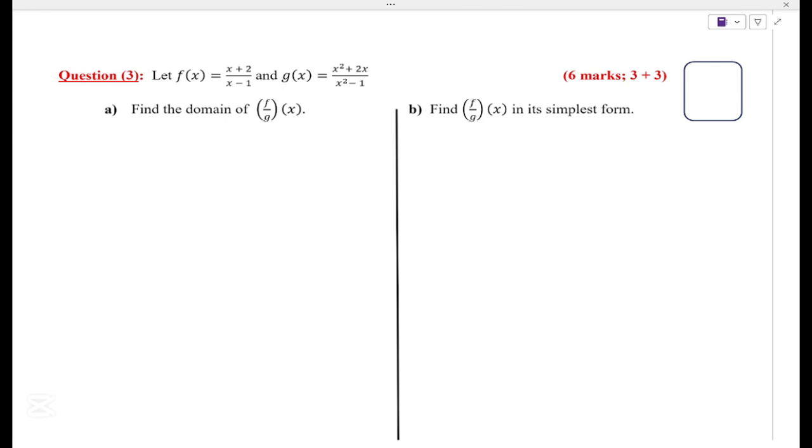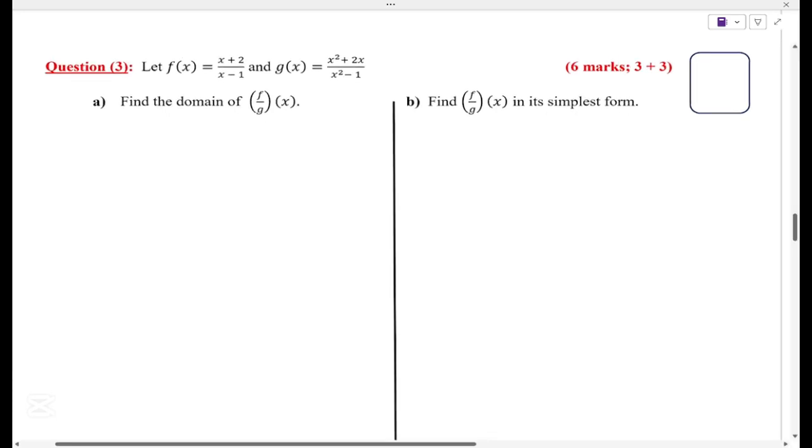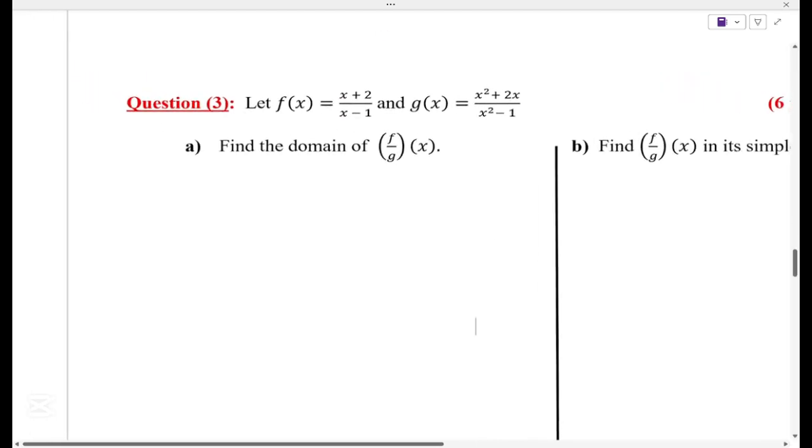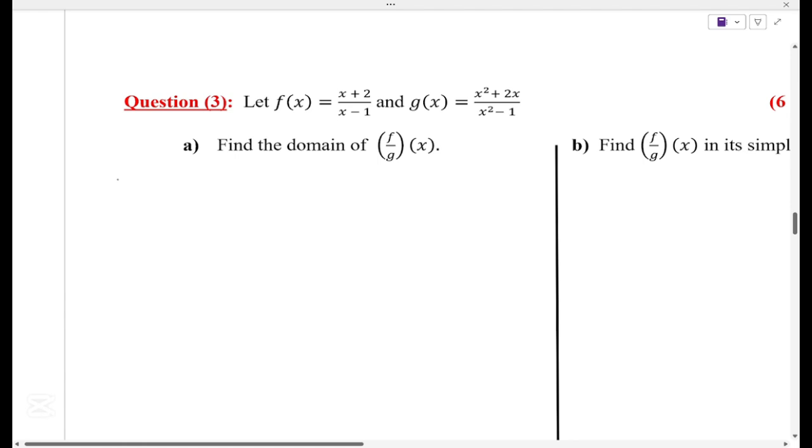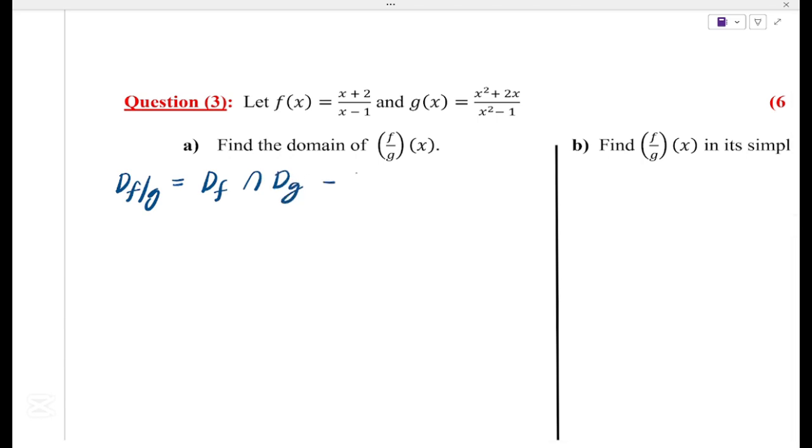Now let's have another question similar to the previous question. Finding the domain of f over g and finding f over g given the two functions, which are both rational functions. So here, in finding the domain of f over g, if we recall, the domain of f over g is the domain of f intersection with the domain of g minus all the x values that makes g of x equal to 0.